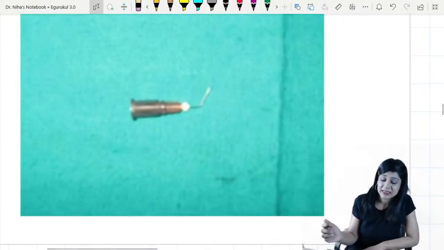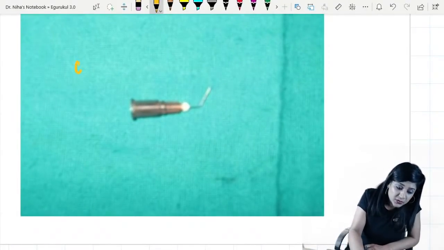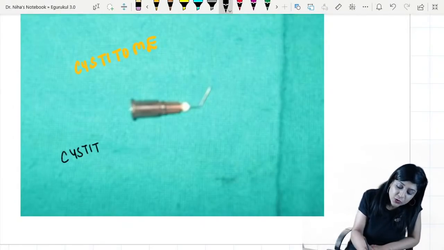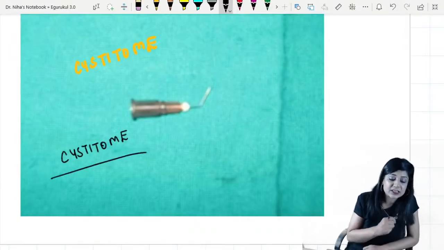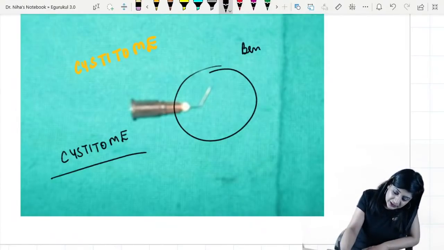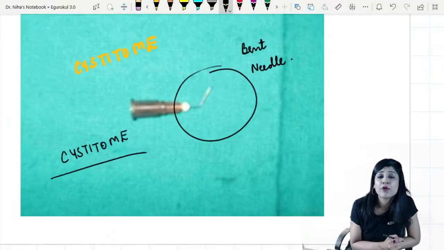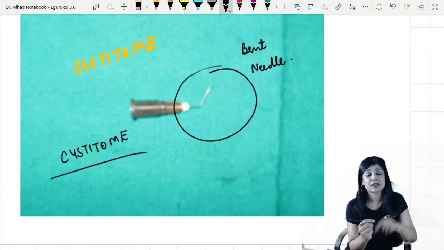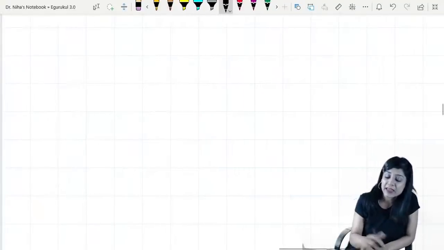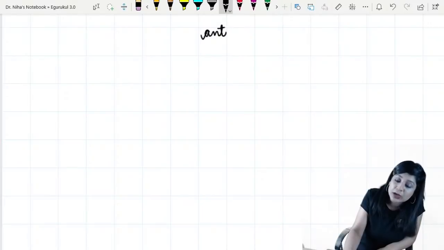Then coming to this one. What is this, guys? This is a small instrument which is called as cystitome. Is this color visible here? Now this cystitome is a very very small instrument. It is just having a bent needle in the front. It is just used for giving the capsulotomy. It is having a bent tip at the end. So cystitome is actually used for capsulotomy. Which capsulotomy do we do? It is the anterior capsulotomy.